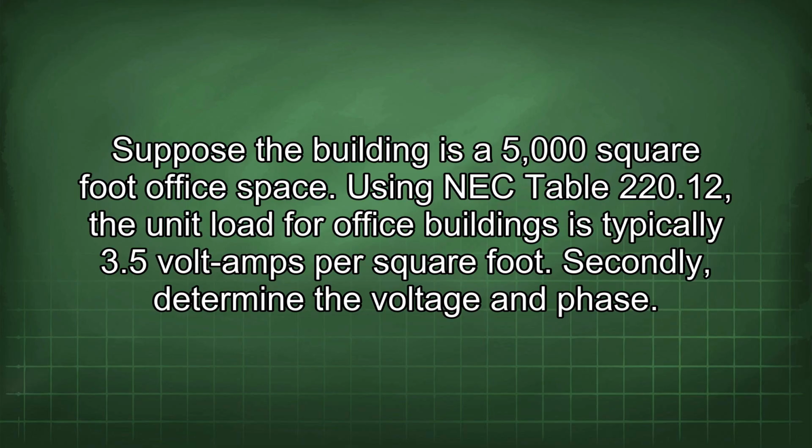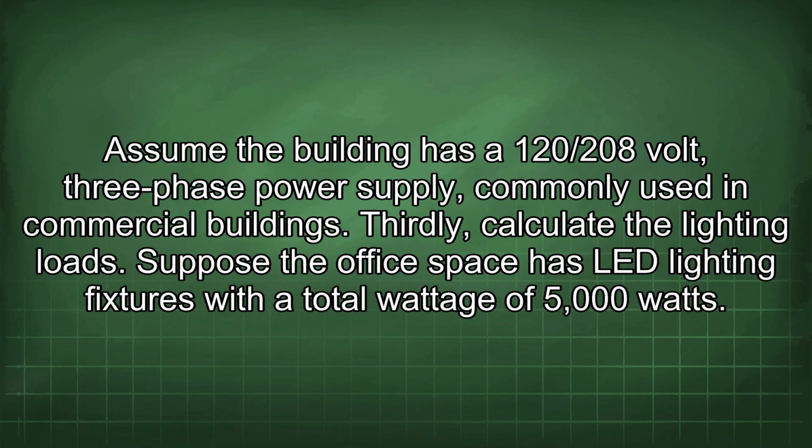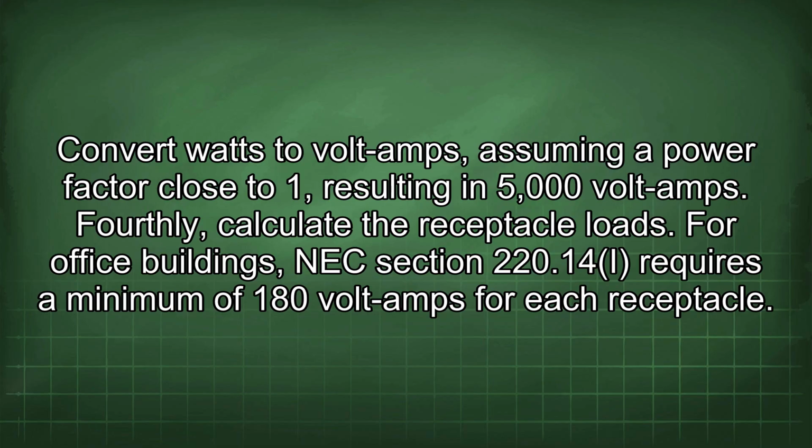Secondly, determine the voltage and phase. Assume the building has a 120/208 volt, three-phase power supply, commonly used in commercial buildings. Thirdly, calculate the lighting loads. Suppose the office space has LED lighting fixtures with a total wattage of 5,000 watts. Convert watts to volt amps, assuming a power factor close to 1, resulting in 5,000 volt amps.